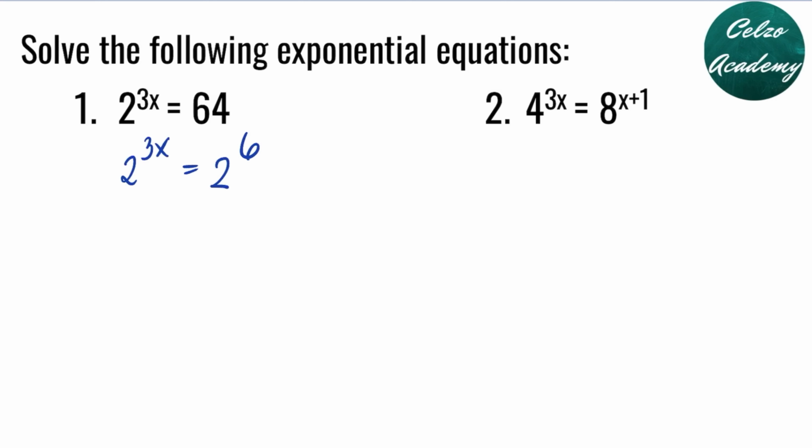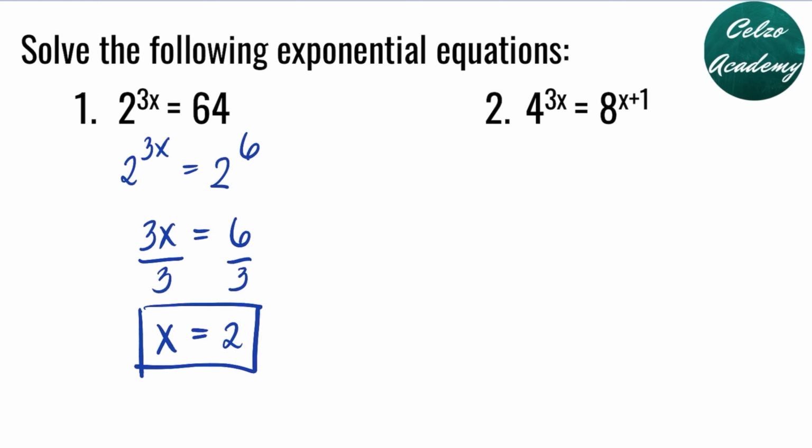Since the bases are now both 2, we can just drop down the exponents: 3x is equal to 6. Doing the inverse operation, we need to divide both sides by 3. So our x value is 2.